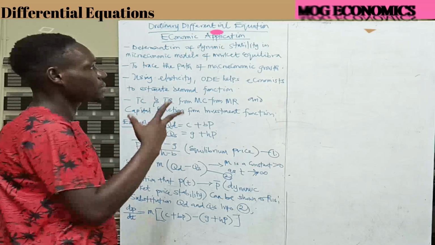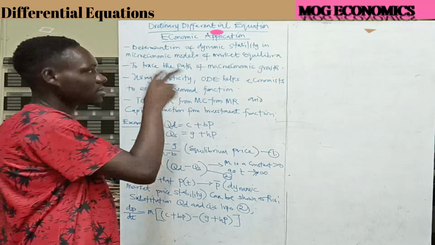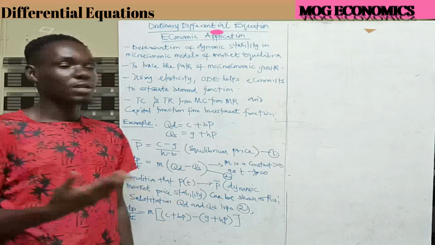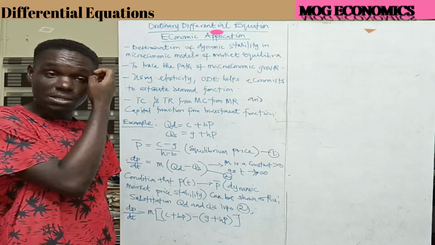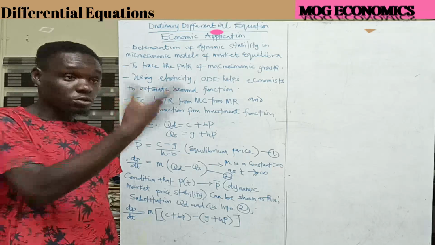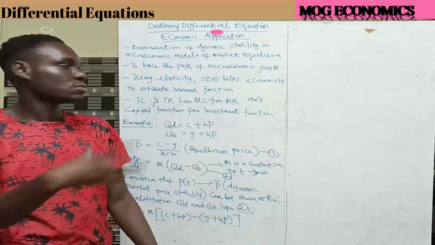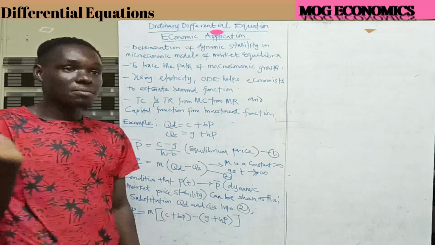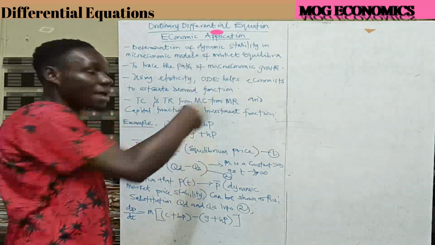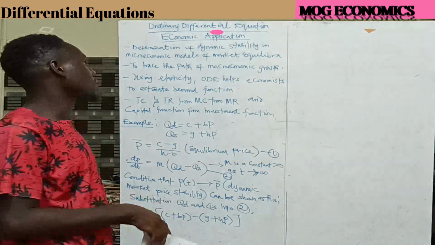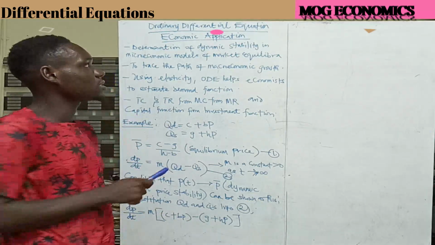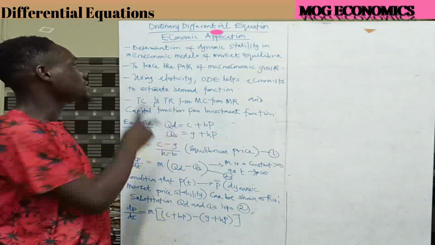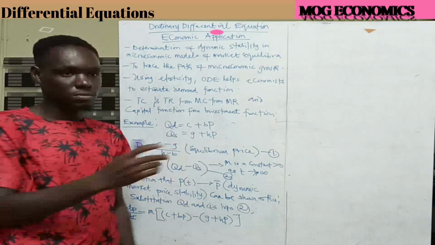Now, dynamic stability. The word stability, I believe by now we understand what we mean by stability. Stability is talking about the function being stable, and I don't want to really go into that. Now, dynamic changes with time. It's just talking about the time element. So now, this ODE can be used to determine the dynamic stability in macroeconomic models.